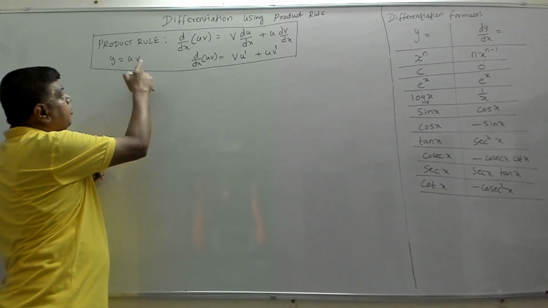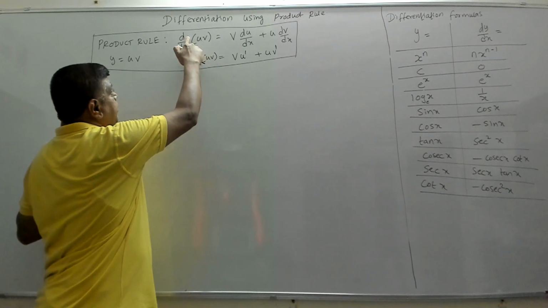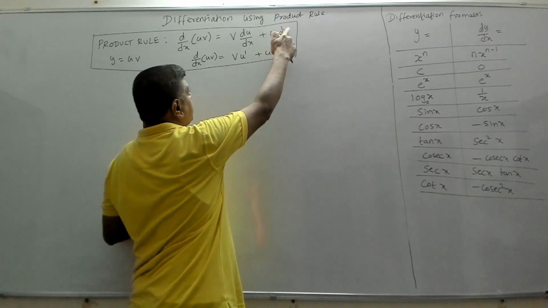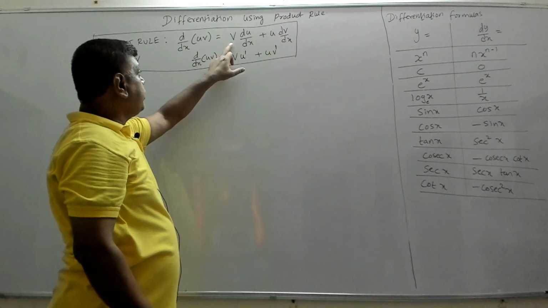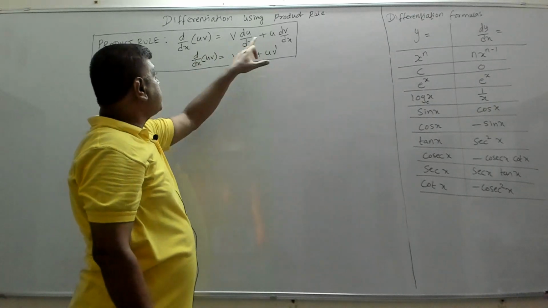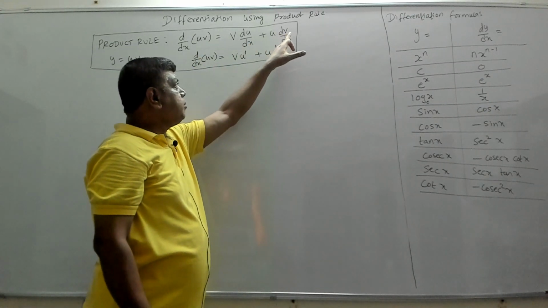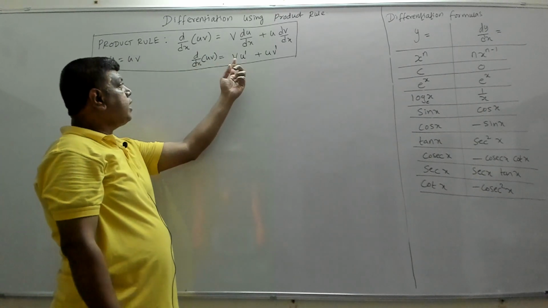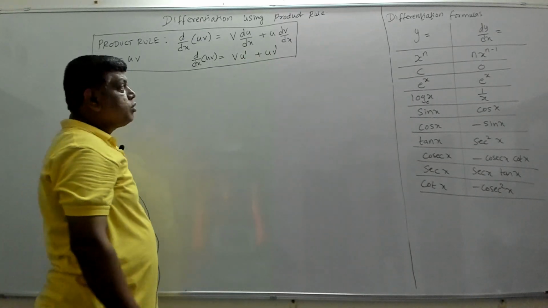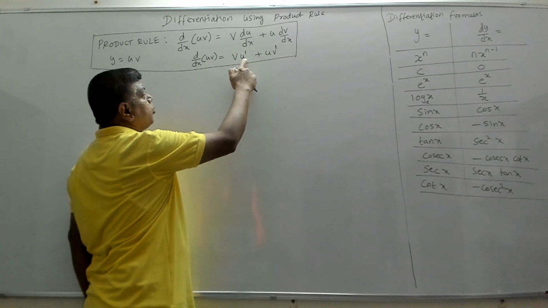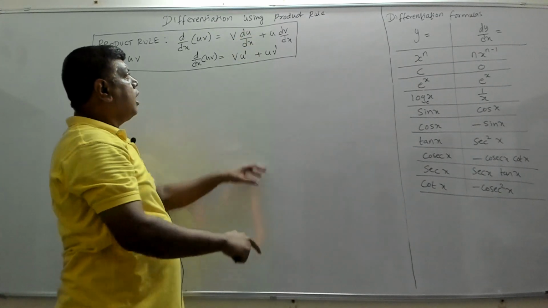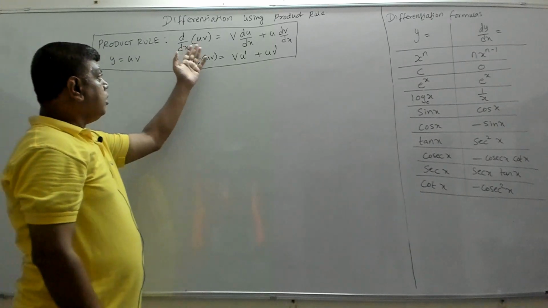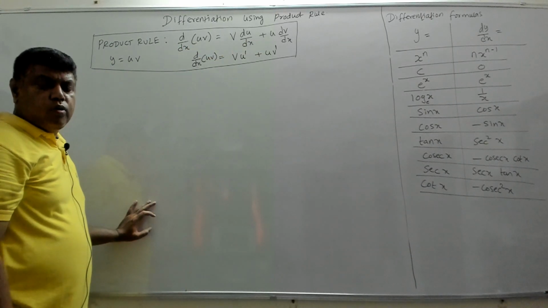Then the derivative of the product of the two functions, dy/dx of uv, is defined as v into du/dx plus u into dv/dx, which means v into the derivative of u plus u into the derivative of v. Derivative of v means dv/dx. In short, we can also write this as d/dx of uv as vu' plus uv', where u' denotes du/dx and v' denotes dv/dx. So this is the formula for the product rule for differentiation.